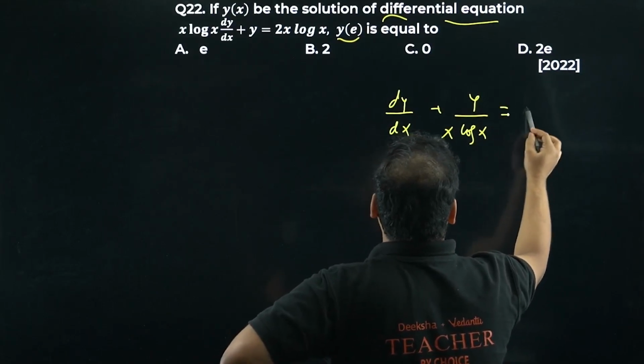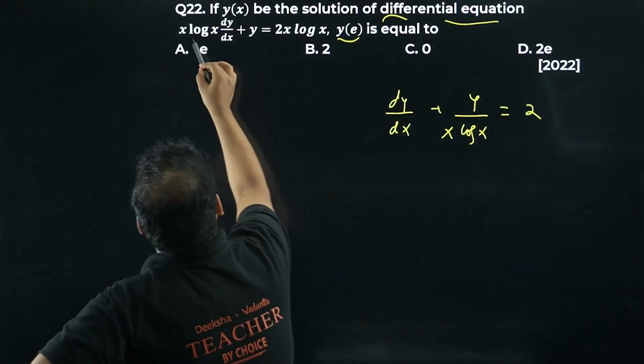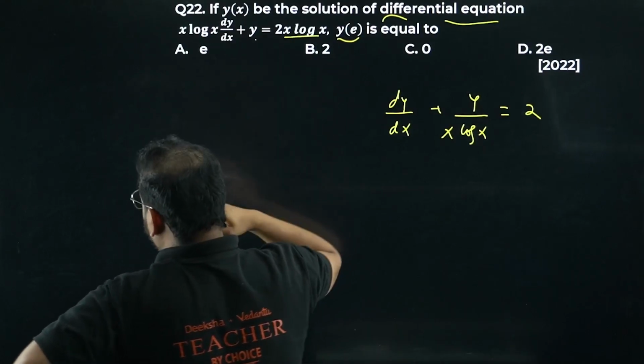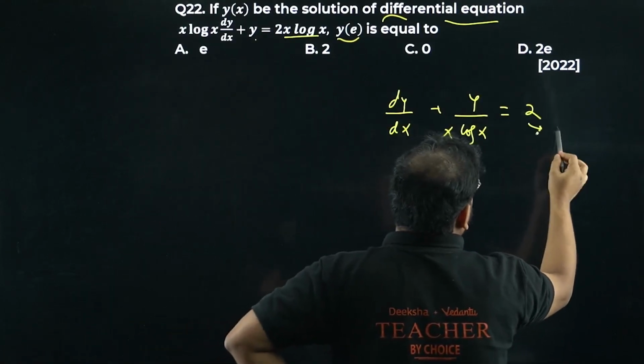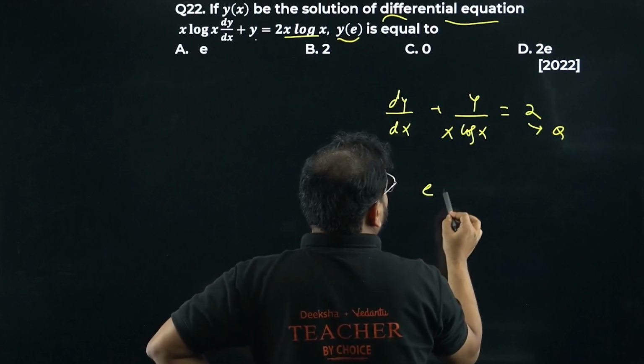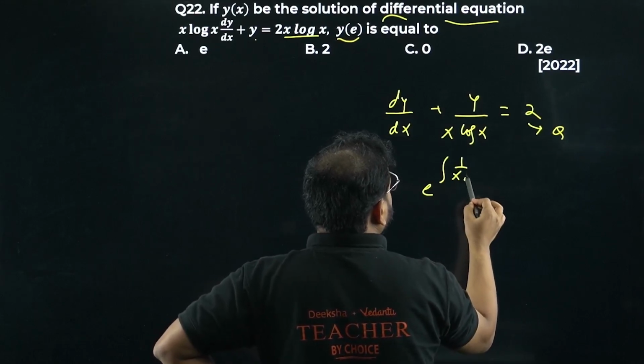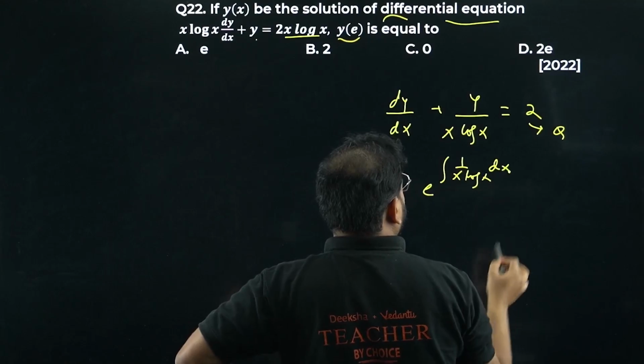equals 2. Because if you divide it, you'll get x log x over here, and this will be cancelled. You have only 2 on the Q side. This is the value of Q, and your P is nothing but, please check, e power integral of 1 upon x log x dx. So what can we do about this?